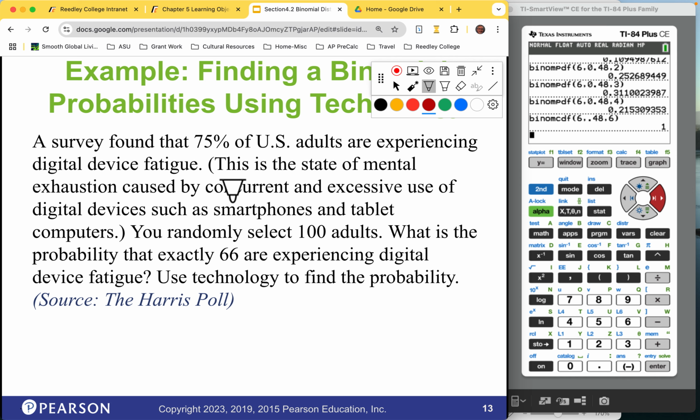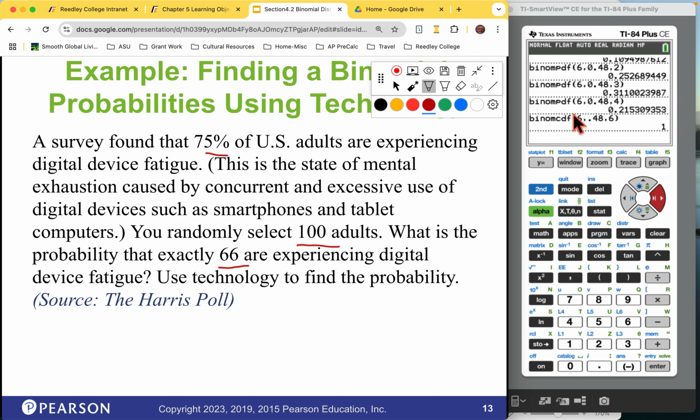With this one, 75% of US adults are experiencing digital device fatigue. How many of you have digital device fatigue? Yeah, tired. I got to put them away, right? Okay, 75% of adults. What is the probability that exactly 66 are experiencing this?